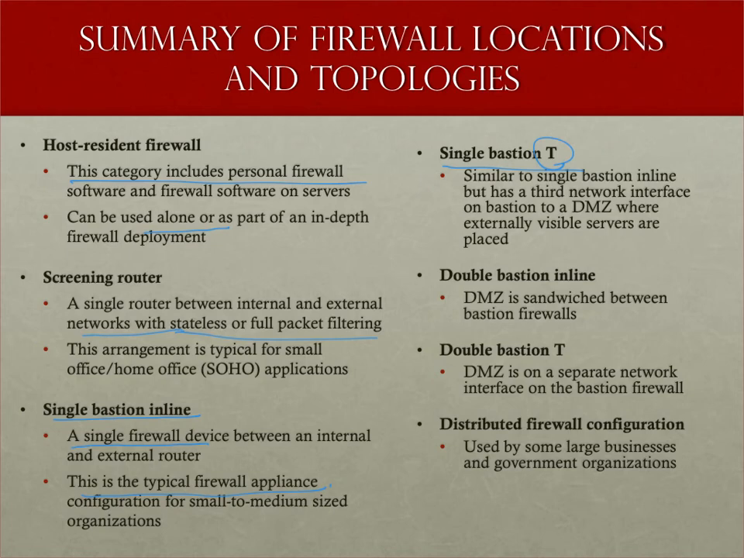Then there's double bastion inline. This is what we call double bastion inline, where you have the DMZ sandwiched between two bastion hosts. And there's double bastion T, which means that the firewall has an extra interface. So this is what we call double bastion T.